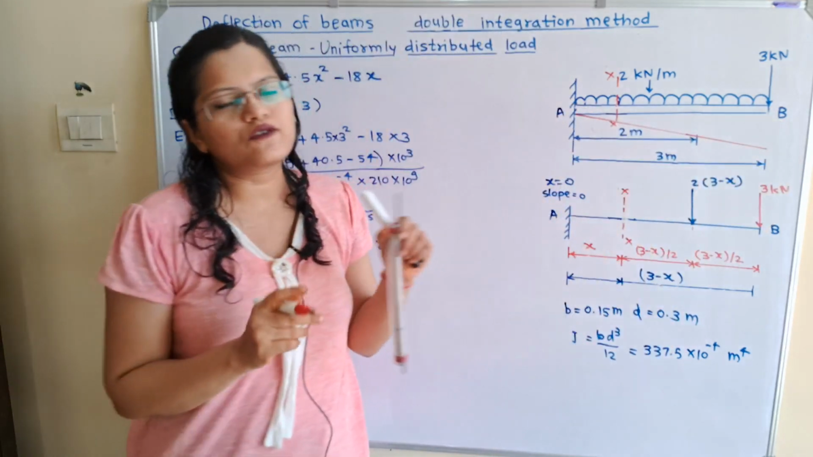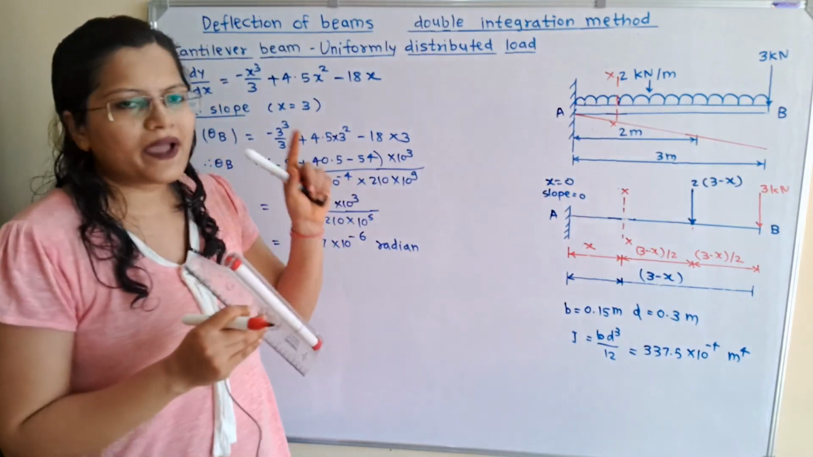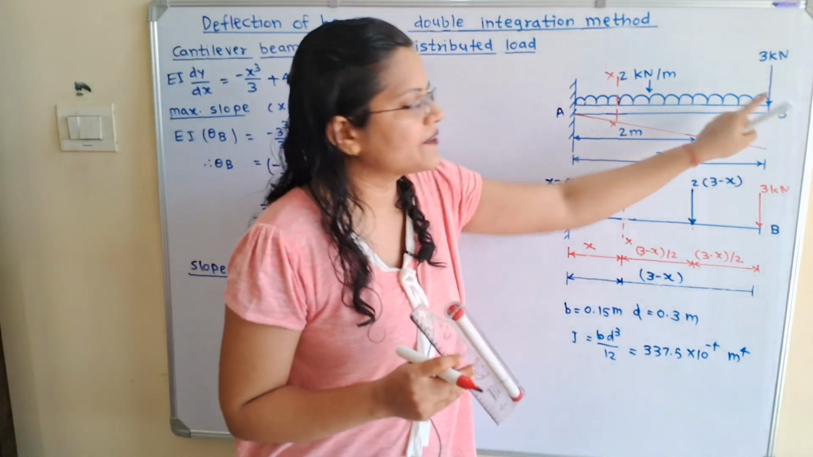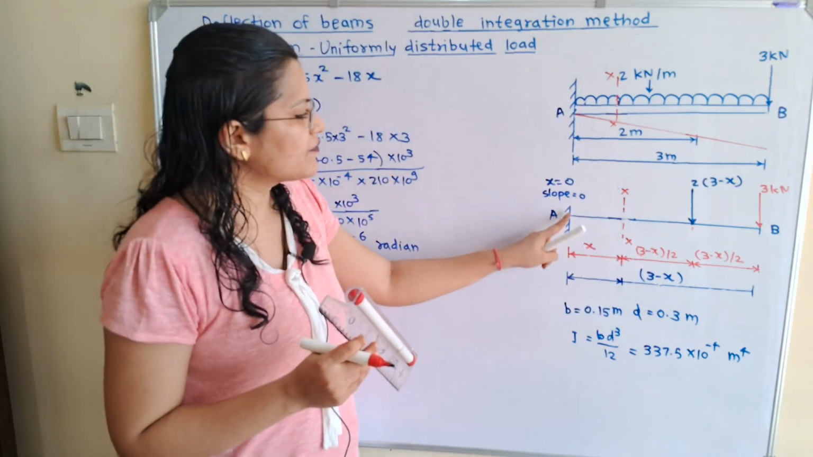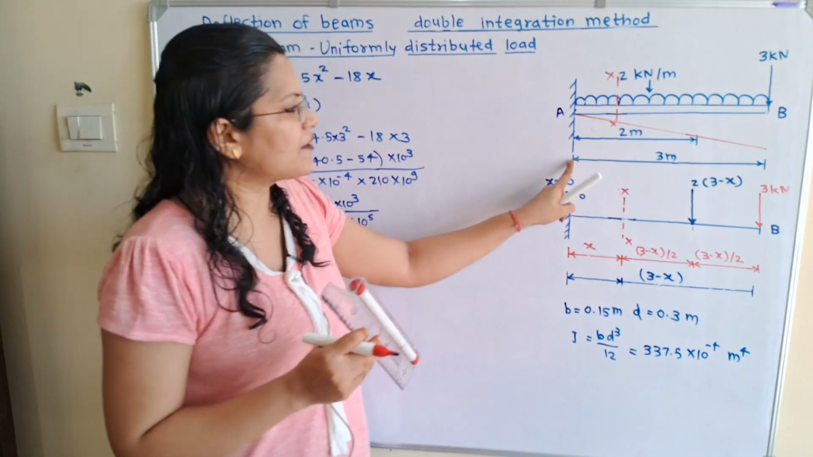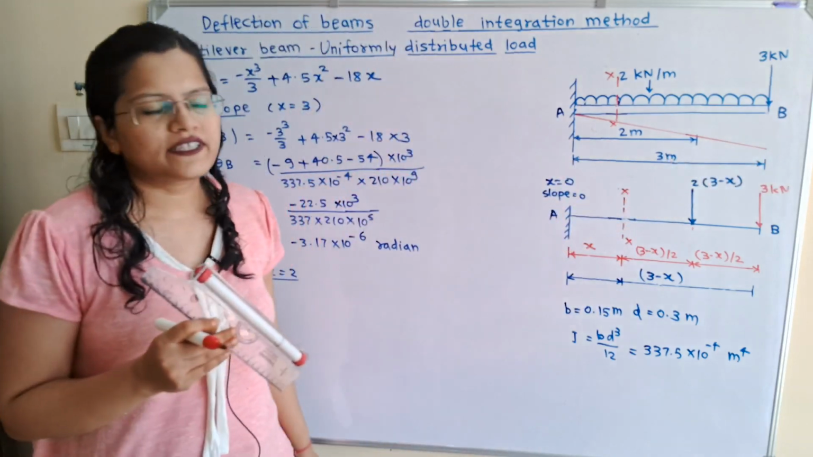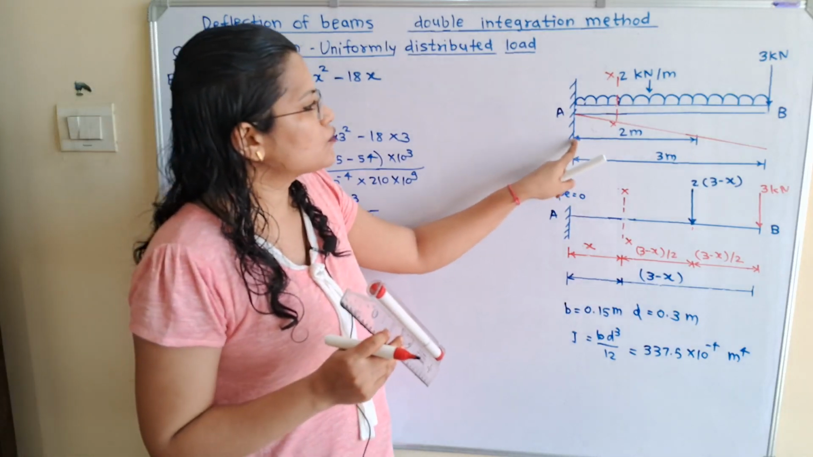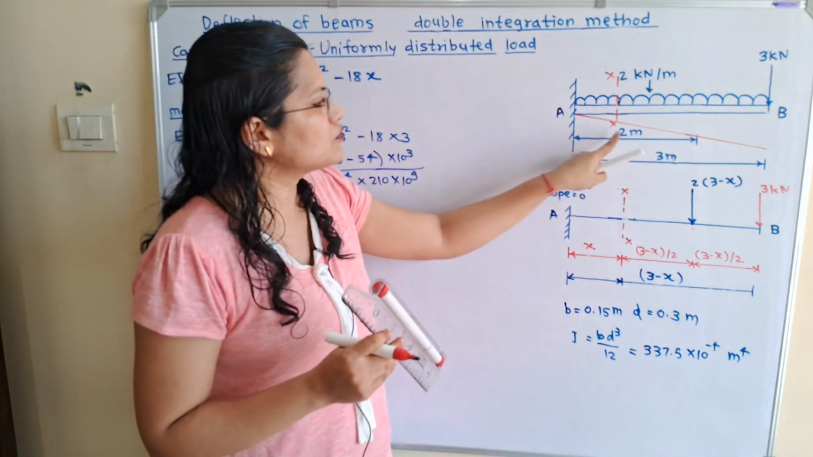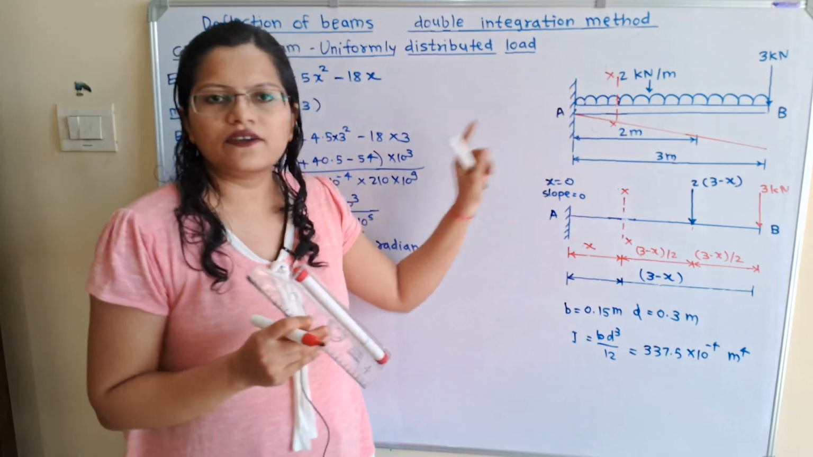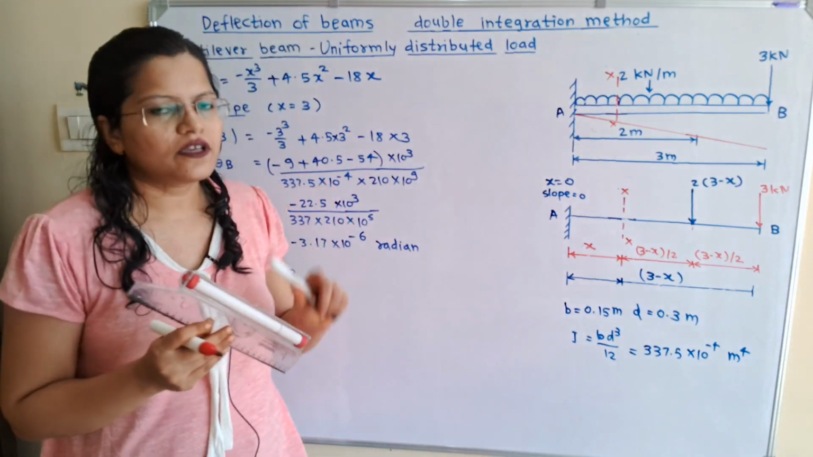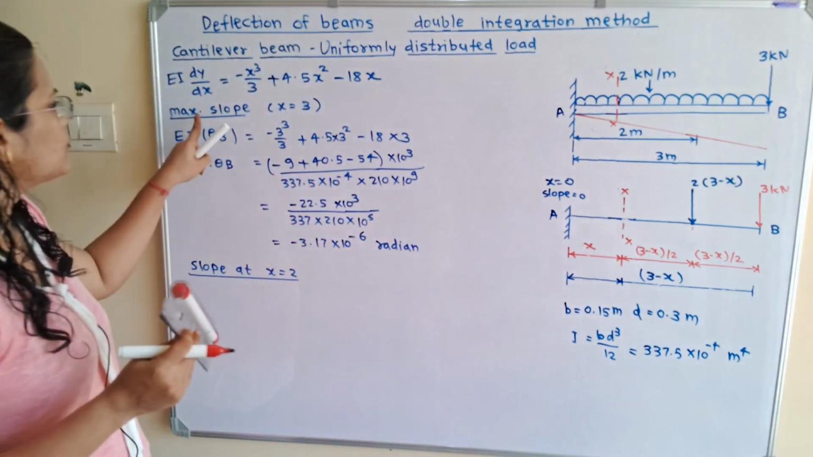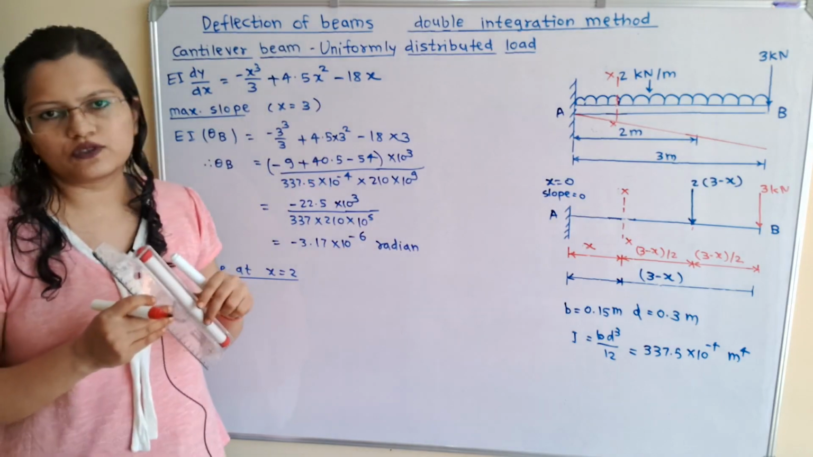Now how to calculate the maximum slope? The maximum slope is at the free end B, and what is the value of x? x will start from this fixed end and the value of x is equal to 3 meters. We also have to calculate the slope at a distance of 2 meters from the fixed end. So we have to take x is equal to 2 meters. To calculate the maximum slope we will take x is equal to 3.